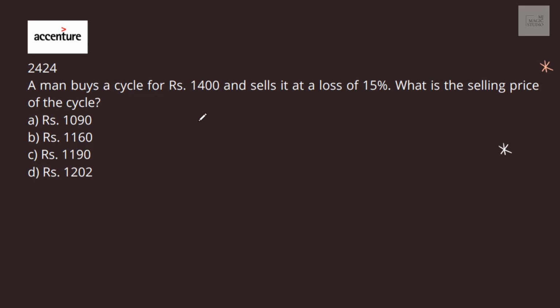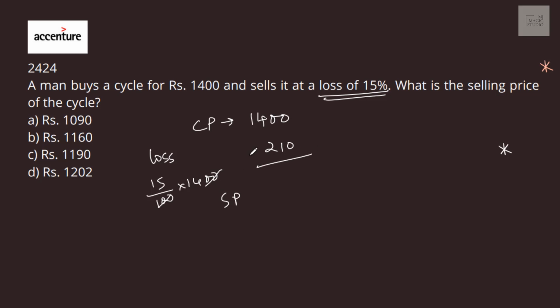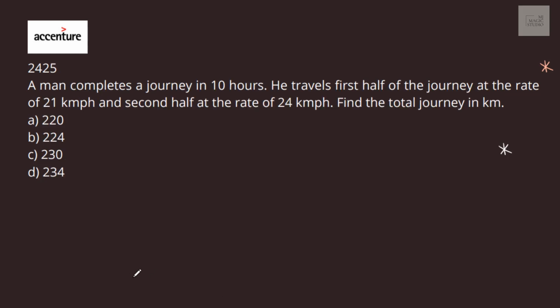A man buys a cycle for rupees 1400 and sells it at a loss of 15%. Okay, loss 15% we need to calculate. 15 into 1400 by 100. 15 into 14 would be 210. So selling price would be 1400 minus 210, 1190. What is the selling price? 1190. That features in option C.